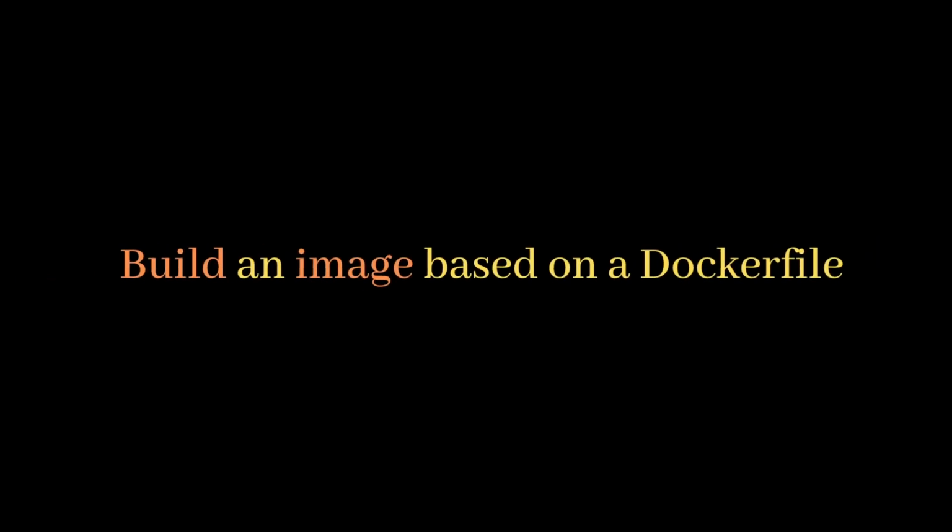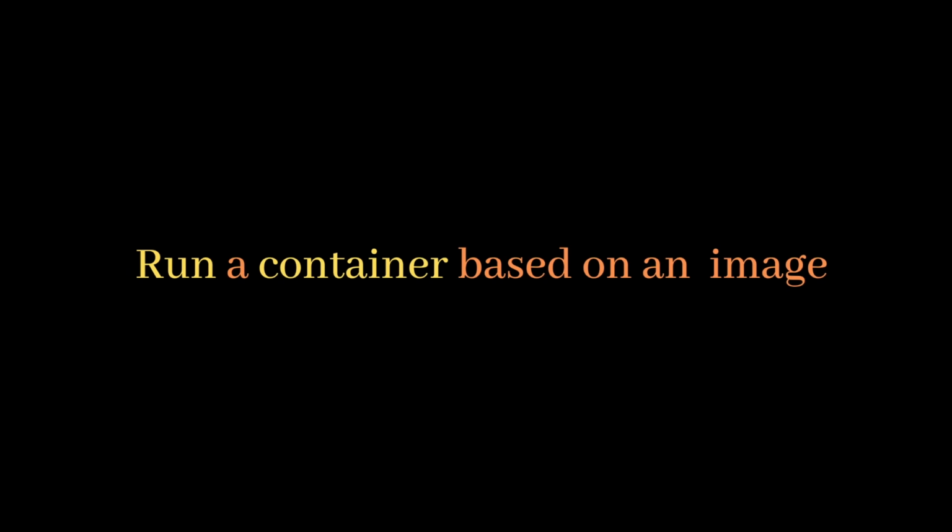Okay, so let's recap a bit. The Dockerfile is the recipe for our pasta carbonara. The Docker image is the pot of pasta carbonara that we made. And the Docker container is a portion from the pasta that we made, which is ready to be eaten. Again, we say that we build an image based on a Dockerfile, and we run a Docker container based on a Docker image.